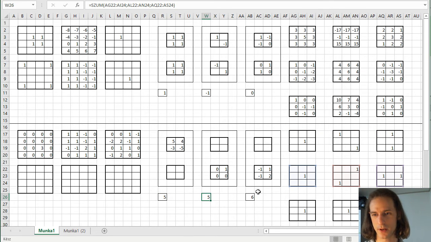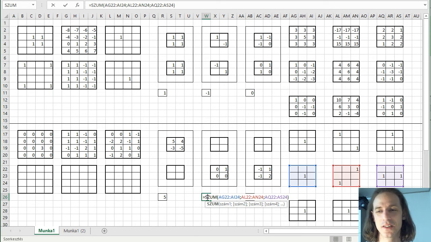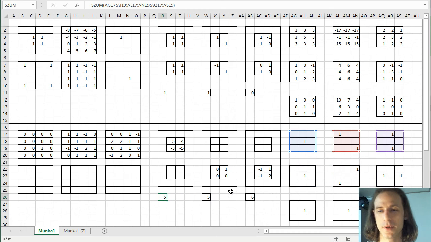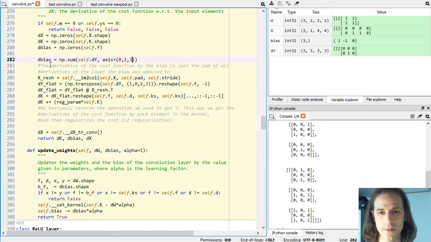So when I go here, I just sum up all these numbers. Everything here is summed up. All the dy's of these are summed up into the derivative of the cost function with respect to the bias. This is kind of easy, because the bias is not influenced by the actual input values. So the bias was very easy.